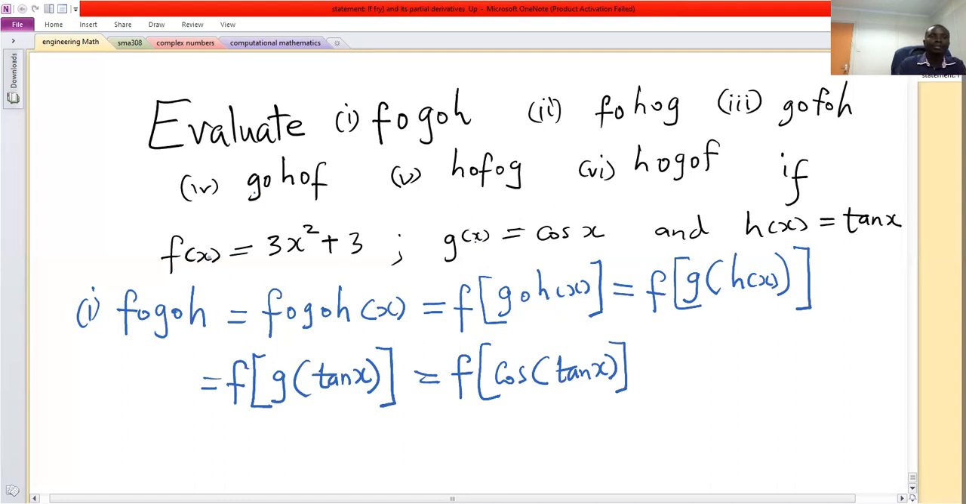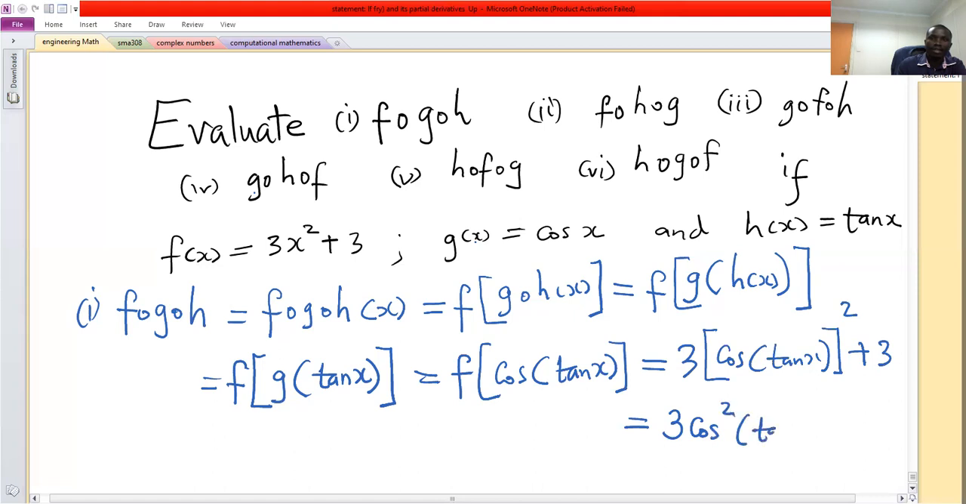And when you give f an x, it takes that x, squares it, multiplies the answer by 3, and then adds 3. So when you give this input, it will do 3 times the input raised to power 2, and then adds 3. This can be written as 3 cos squared of tan x plus 3. So this is how the first part will be.